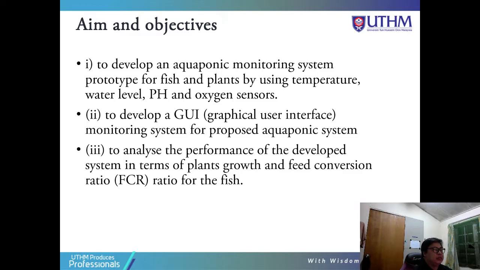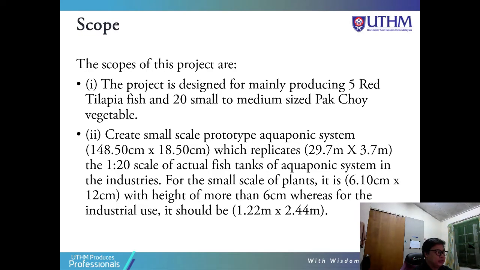So the aim and objective for this project: to develop an aquaponic monitoring system prototype for fish and plants by using temperature, water level, pH and oxygen sensors. And then we're going to develop a GUI monitoring system for a proposed aquaponic system, and to analyze the performance of the developed system in terms of plant growth and feed conversion ratio, which is the FCR of the fish.